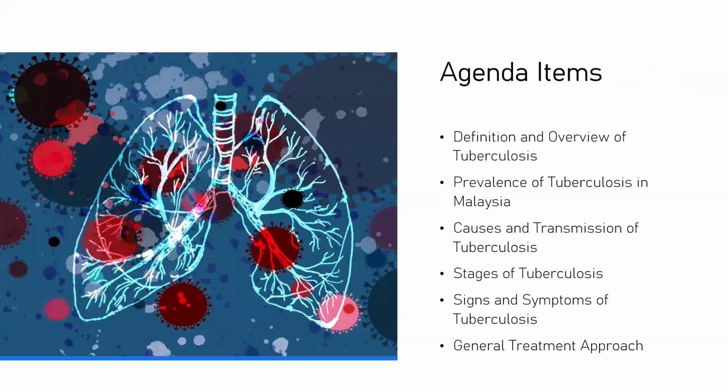So for today we'll be looking through a few agendas. Firstly is the definition overview of tuberculosis, the prevalence of tuberculosis in Malaysia, the causes and transmission of tuberculosis, what are the stages, signs and symptoms, and the general treatment approach.